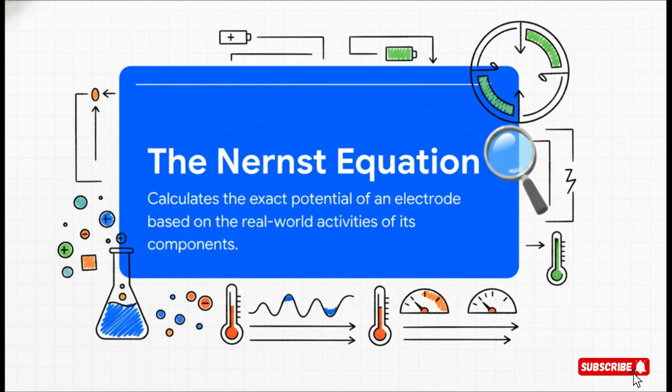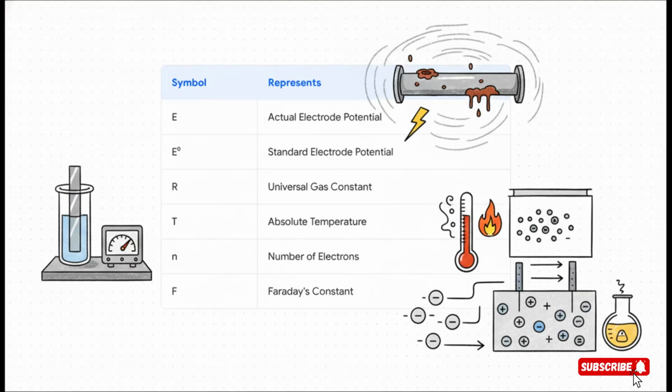It's the formula that lets us fine-tune our theoretical predictions for the messy, complicated reality we find out in the field. Now don't let all the symbols scare you. Let's just break this down piece by piece. The E on the left, that's what we're trying to find, the actual, real-world electrode potential. E0 is our starting point. That's the standard potential we pull from a reference table like the EMF series. The rest of this equation is basically a big correction factor.